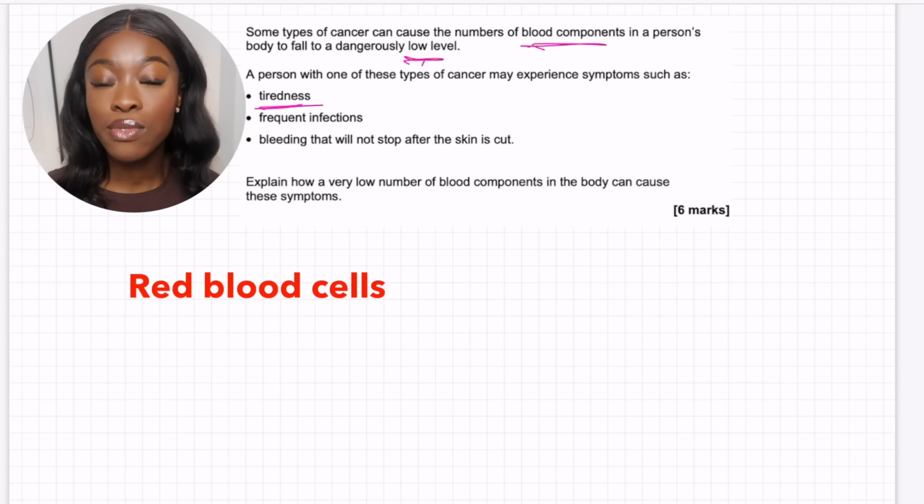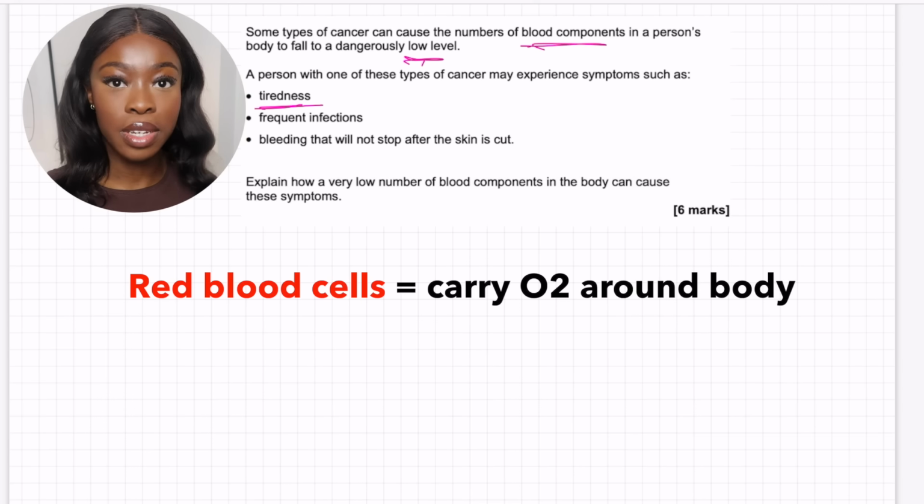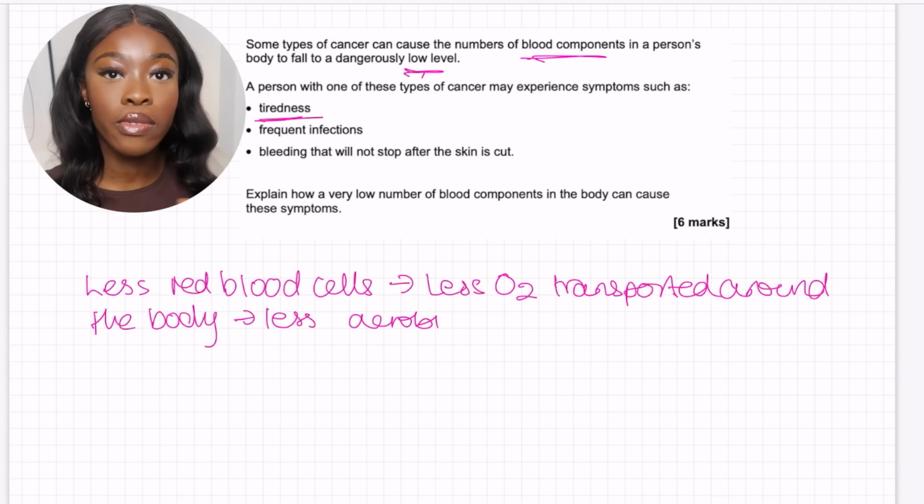And then you also have red blood cells. And what do red blood cells do? Red blood cells deliver oxygen around the body. If you don't have as many red blood cells, that means you don't have as much oxygen going to the body. And relating back to the question we did before, that means there's less aerobic respiration and less energy, which is why a person might feel tired. So that is 2 marks out of the 6 marks done.